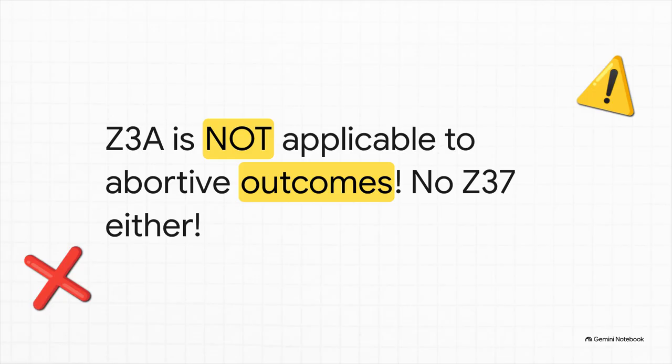Seriously, this is a super common error we see in audits all the time, so let's bust that myth right now. The guidelines explicitly state that Category Z3A for weeks of gestation is simply not applicable to pregnancies with abortive outcomes, elective terminations, or postpartum conditions. And exactly like we learned with ectopic pregnancies, those Z37 outcome codes are reserved for actual deliveries. Keep those Z codes entirely off these specific claims.